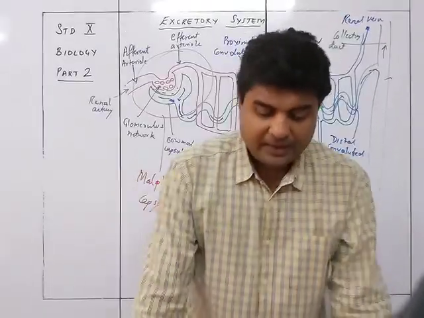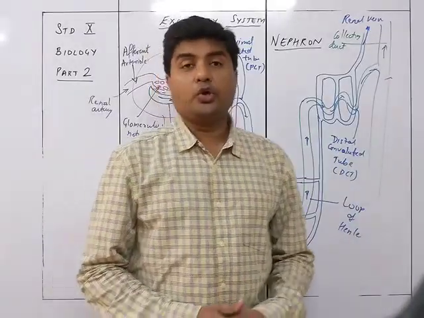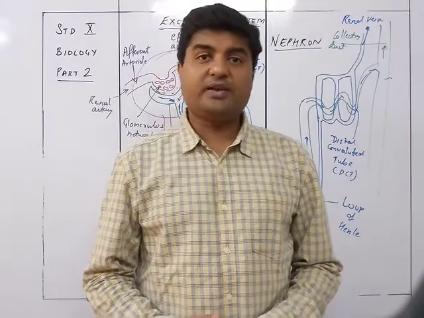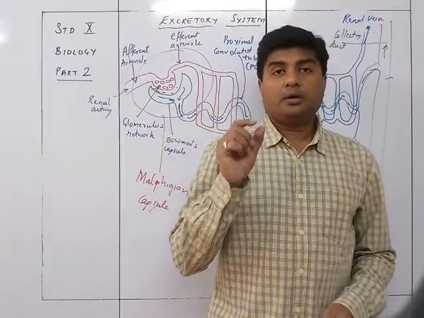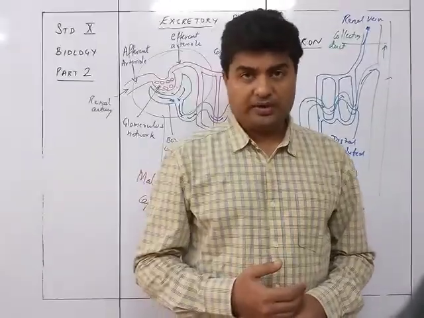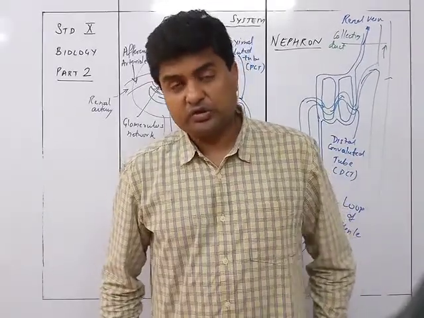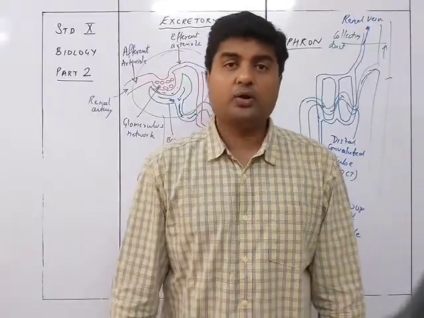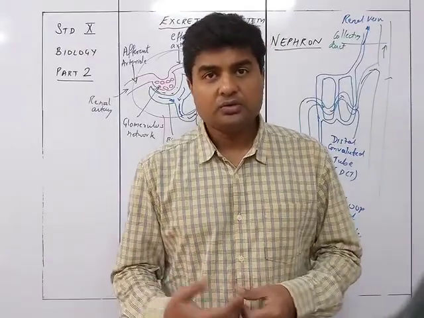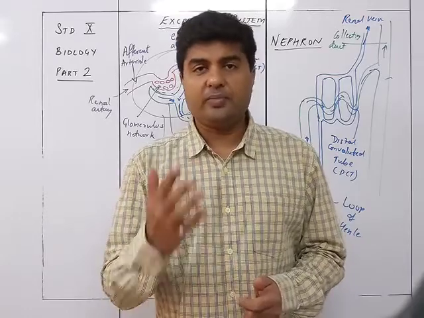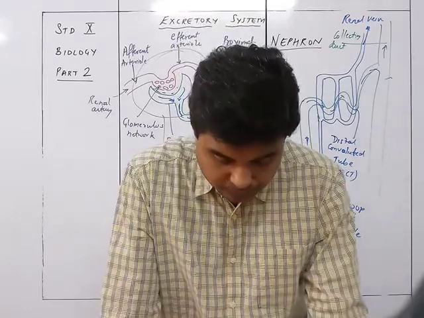Color: clear yellow due to the pigment urochrome. So the yellow color of the urine is given by the pigment called urochrome. But otherwise color also varies with the diet. If you have taken in too much water, you will definitely get a clear color, but if you don't have enough water, then it will be slightly yellowish in color.